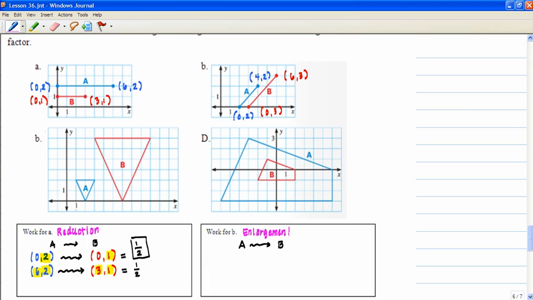And I've labeled the points on the graph. So all I need to do is list and compare and make sure that everything is consistent. So the 2 points in segment A are (4, 2) and (0, 2). Those correspond to points (6, 3) on segment B and (0, 3).